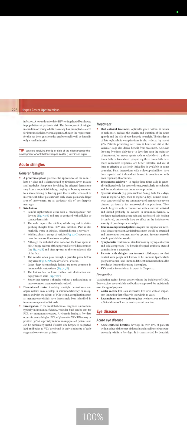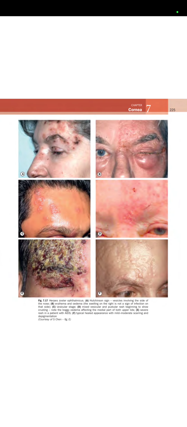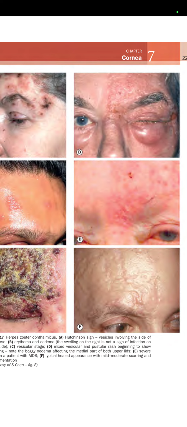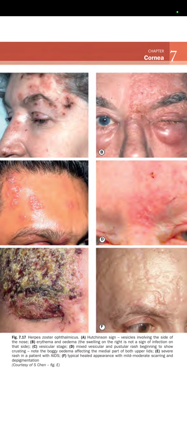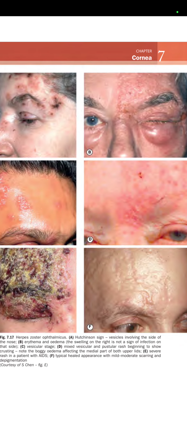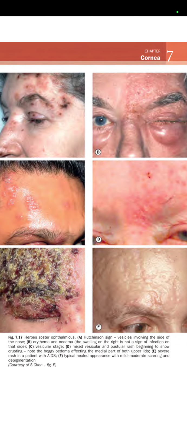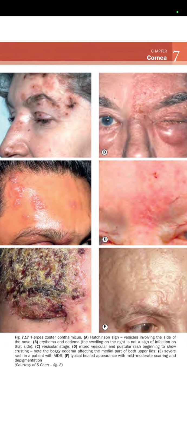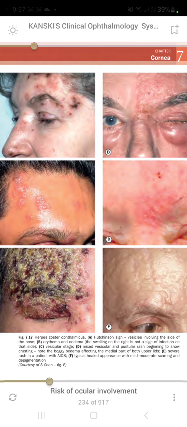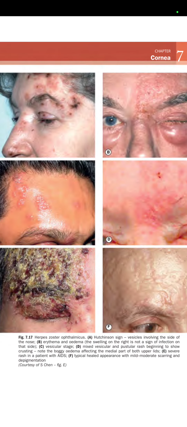So we will see figure 7.17b, which is showing the erythema and edema. The swelling on the right side is not a sign of infection on that side. C is showing the vesicular stage. You can see the vesicles, small papules, mixed vesicular and pustular rash beginning to show crusting. Now it is slightly showing crusting, and note the bogey edema affecting the medial part of the upper lid.